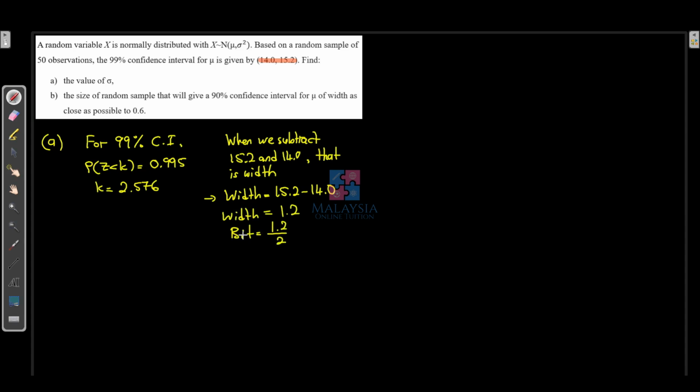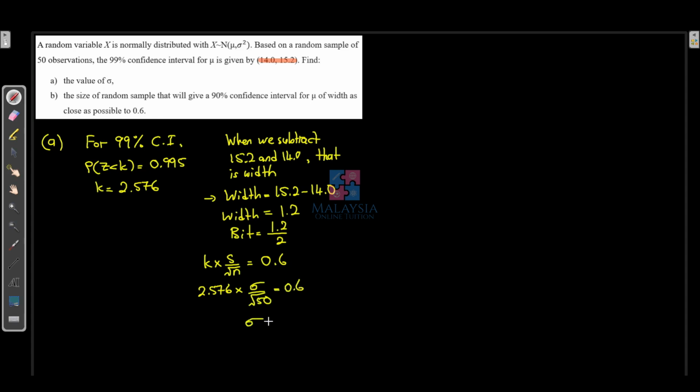And then we know the formula for bit, and that is going to be k times s over square root n. So that is going to be 0.6. We know the value of k, so our k is 2.576. Then what we are looking for right now is the sigma, so we can just replace that with sigma and then divide by square root n. That is going to be square root 50 equals 0.6.